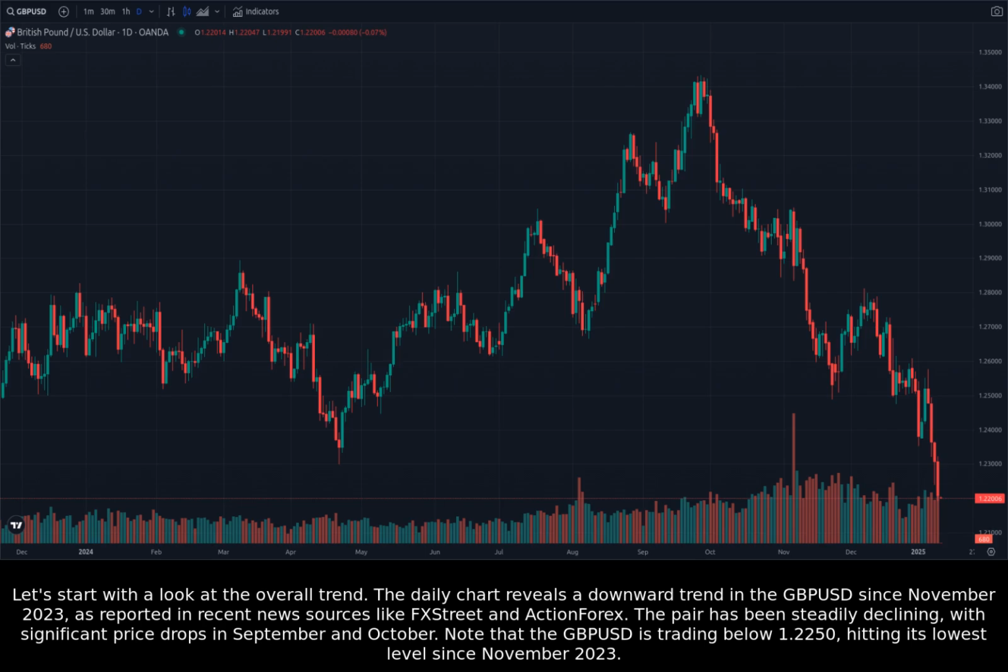The daily chart reveals a downward trend in the GBPUSD since November 2023, as reported in recent news sources like FX Street and Action Forex. The pair has been steadily declining, with significant price drops in September and October. Note that the GBPUSD is trading below 1.2250, hitting its lowest level since November 2023.